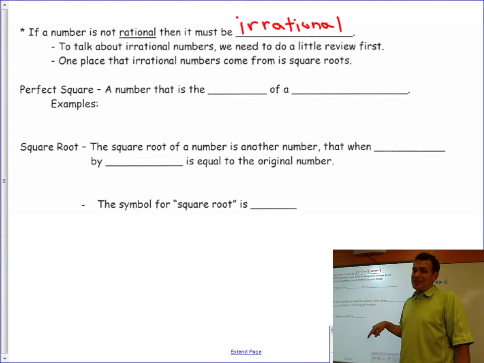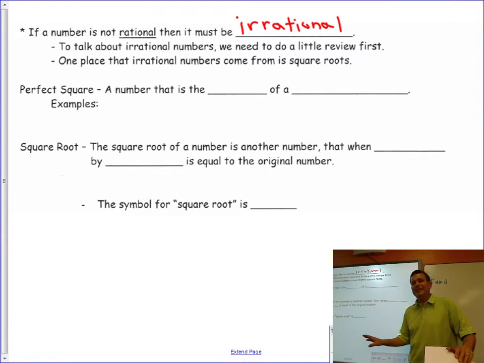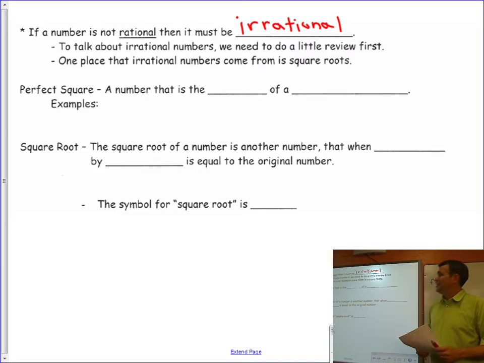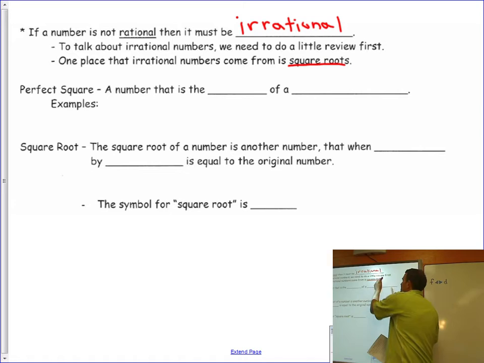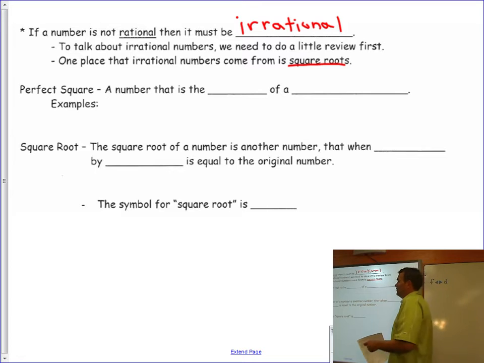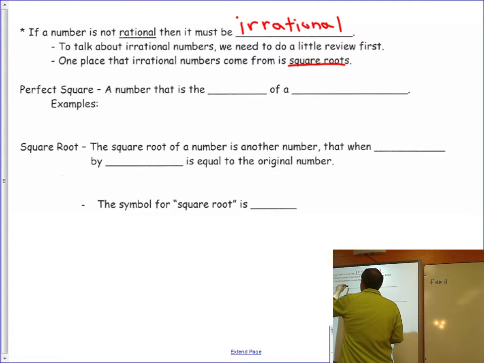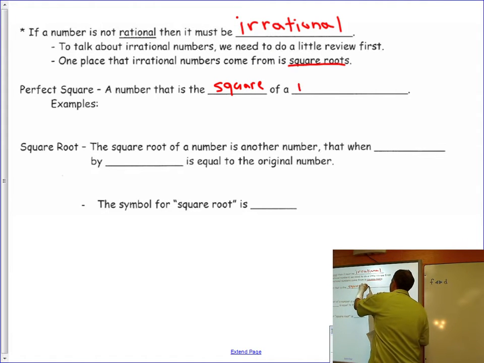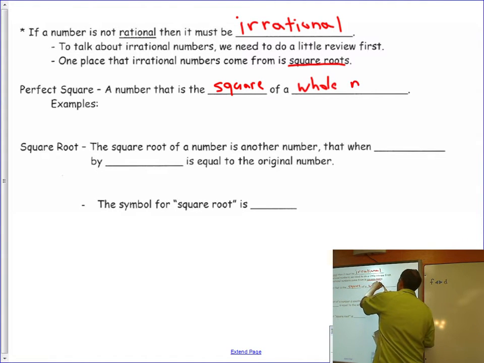Talking about irrational numbers, though, is a little bit harder. And to talk about irrational numbers, we're going to need to do a little bit of review first, because one place that irrational numbers come from is square roots. So let me talk about square roots for just a minute here. The first thing you need to know about square roots is actually perfect squares. A perfect square is a number that is the square of a whole number.